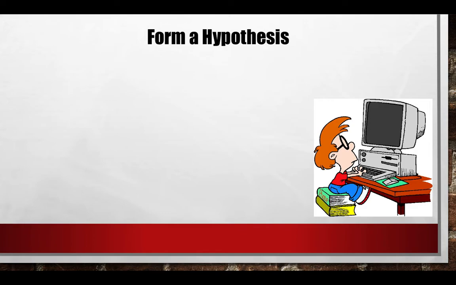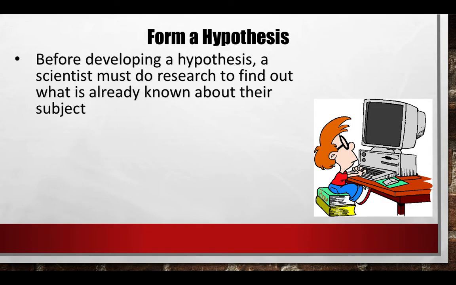Okay, the first step in the scientific method was to develop a problem, or to establish the problem. The second step is to form a hypothesis. And as you may know, a hypothesis is basically an educated guess as to the answer to the problem that we're trying to solve. So in order to make it an educated guess before developing a hypothesis, a scientist must do research to find out what is already known about their subject.